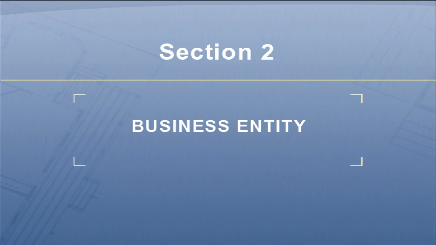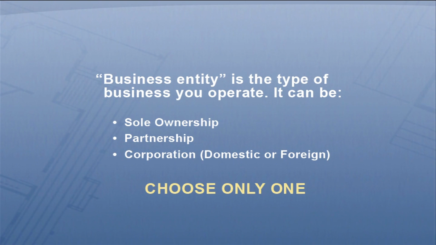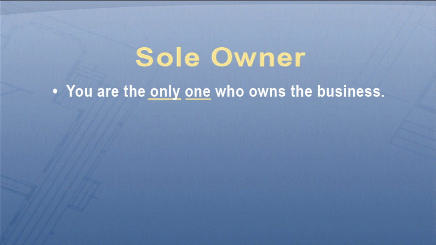In Section 2, your business entity is the type of business you'll be operating. This can be a sole ownership, partnership, or corporation, but be sure to choose only one. And remember, there is a different application for limited liability companies. If you're operating as a sole ownership, you are the only one who owns the business.